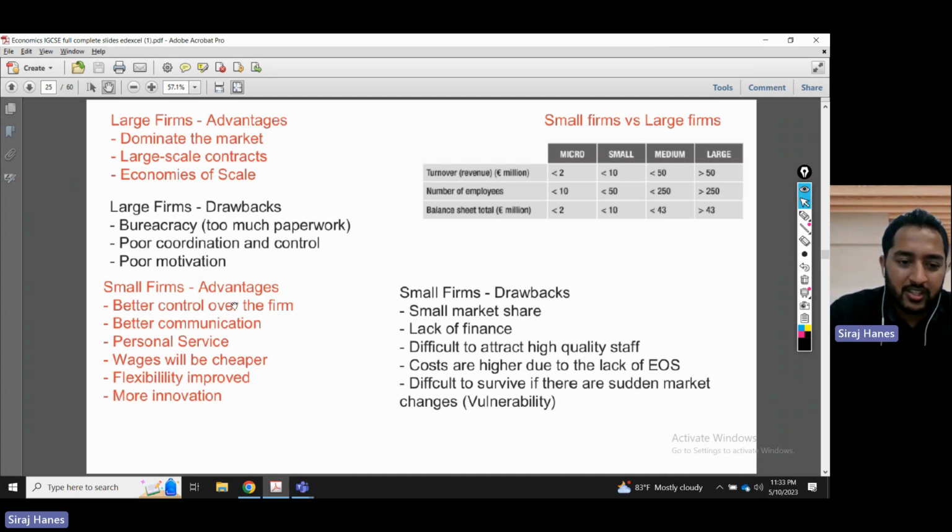What about small firms? What are the advantages? Better control over the firm because you know what's happening. You can see everything. You're the boss. Better communication with your workers. Personal service. All the customers know you personally. You say hi, how are you? I'm the owner. You talk to them, have a chat. You give them better service. Wages are cheaper because small firms can attract cheaper labor. Flexibility is improved because you're a small firm. You don't have machinery and all those things. You want to change your product, you can change it really quick.